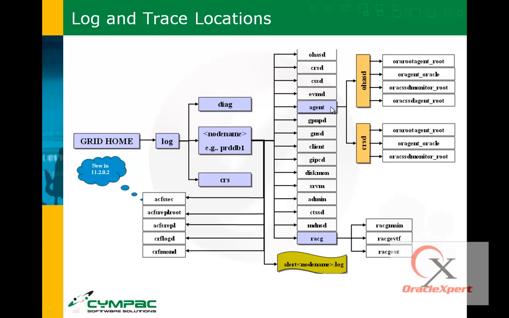Now within agent, remember we talked about two agents. One is Oracle agent and one is Oracle root agent. Those are either triggered by OHASD or are triggered by CRSD. So those agent related files for the Oracle agent and Oracle root agent triggered by OHASD will be under the OHASD subfolder. And for the Oracle root agent and Oracle agent triggered via CRSD, they will be under the CRSD folder.